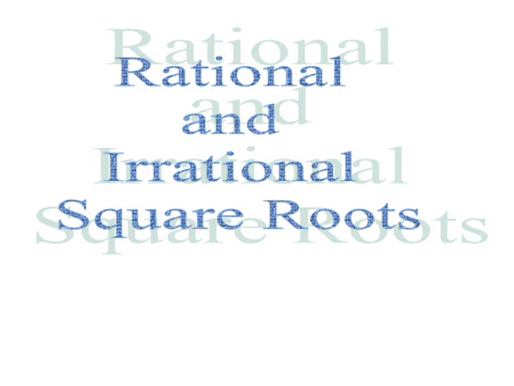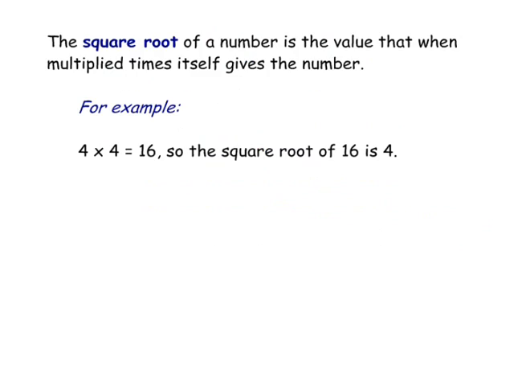This lesson is on rational and irrational square roots. The square root of a number is the value that when multiplied times itself gives the number, which is kind of a strange definition when you just look at it, but when you look at the example, it's pretty basic. 4 times 4 is 16, so the square root of 16 is 4. And the symbol we use is this radical symbol, so we say the square root of 16 is 4, because 4 times 4 gives you 16.